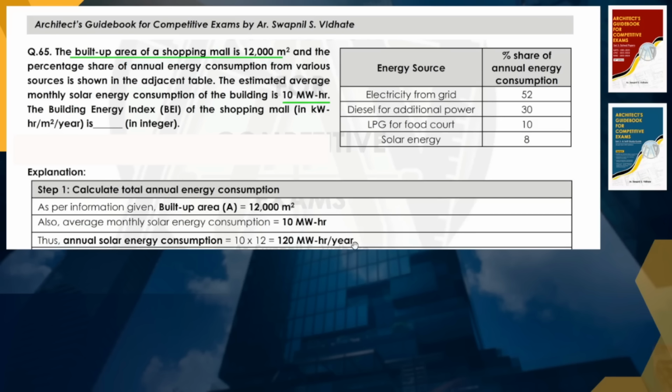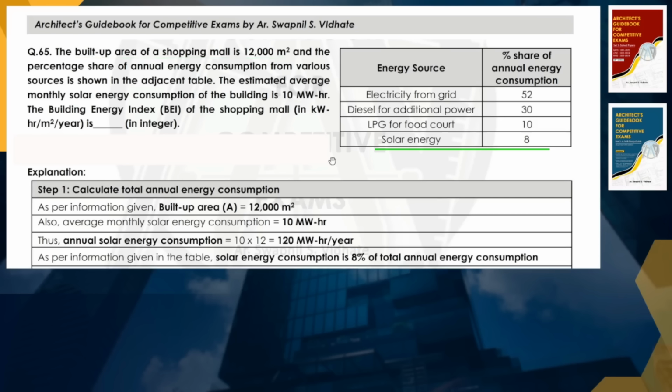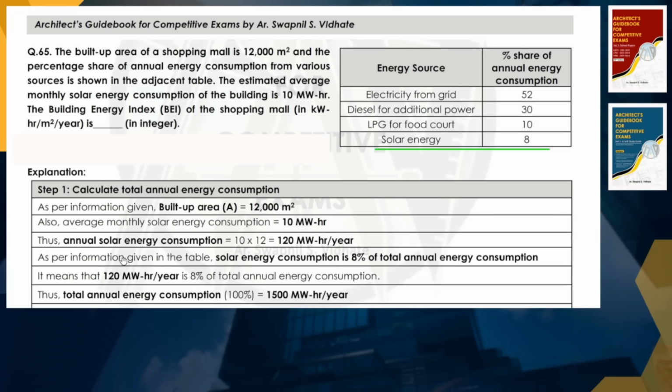Now what they have mentioned, this solar energy is only 8% of total annual consumption. Now we can say that this 120 megawatt hour per year is 8% of the total annual energy consumption. So if 120 is 8%, what is 100%? You just need to do the cross multiplication. The total annual energy consumption will be 1500 megawatt hour per year, right?